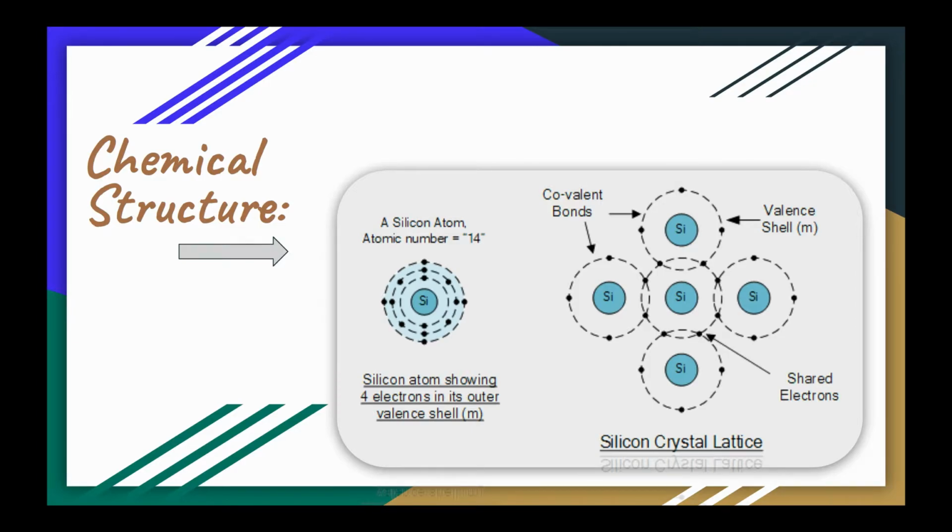Silicon's chemical structure is as follows. It has 14 electrons and 4 electrons in its valence outer shell. So it has 4 valence electrons. It typically forms covalent bonds with other atoms around it, so it shares its valence electrons.